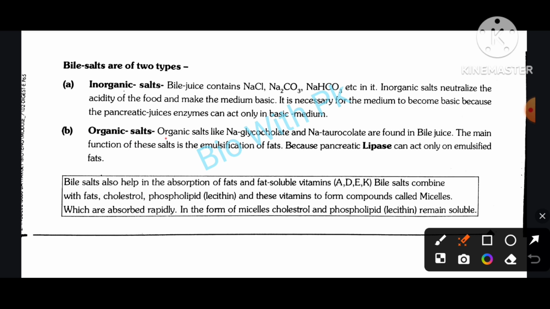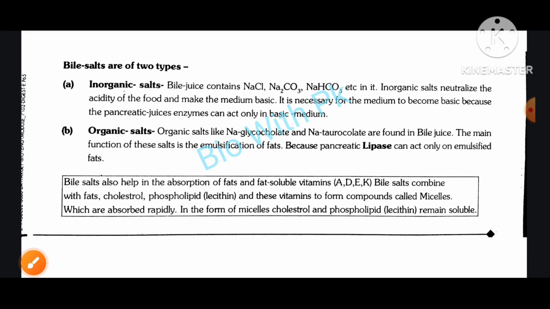Number B, organic salt. Organic salts like Na-glycolate and Na-taurocolate are found in bile juice. The main function of these salts is the emulsification of fats because pancreatic lipase can act only on emulsified fats. Bile salts also help in the absorption of fats and fat-soluble vitamins A, D, E, K. Bile salts combine with fats, cholesterol, phospholipid, lecithin, and these vitamins to form compounds called micelles, which are absorbed rapidly in the form of micelles. Cholesterol and phospholipid lecithin remain soluble.